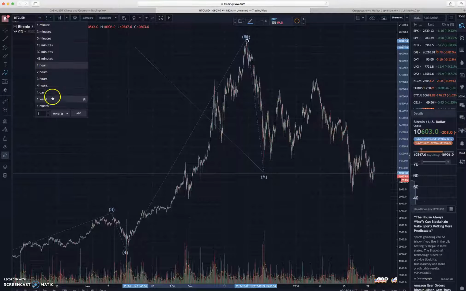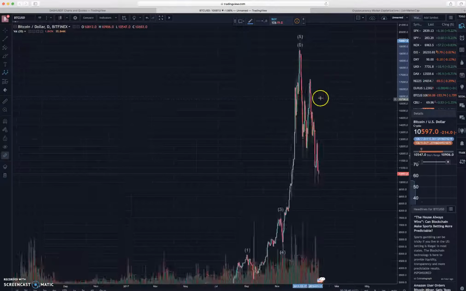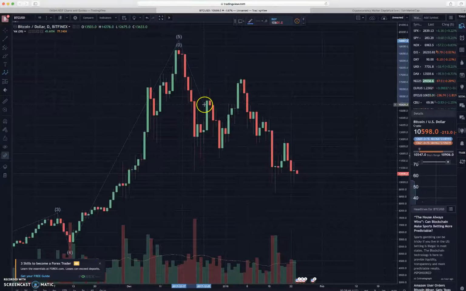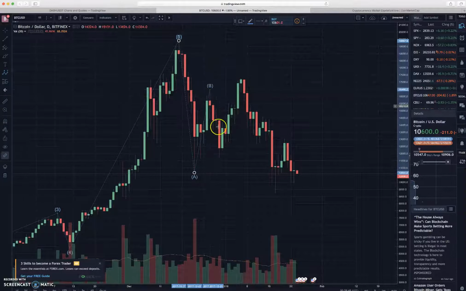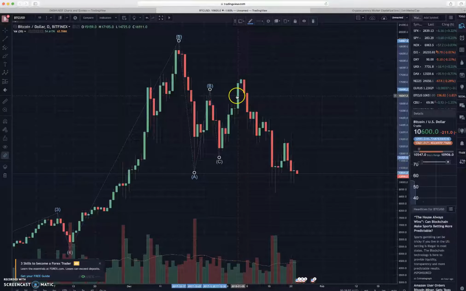If we put this at the 1 day, because that's what we were using for the other Elliott wave, this might be a little easier to grasp. So yeah, this is a little easier. So we have our A, B, and then your C. And then clearly we entered a bit of another sort of bull run here for a few days.